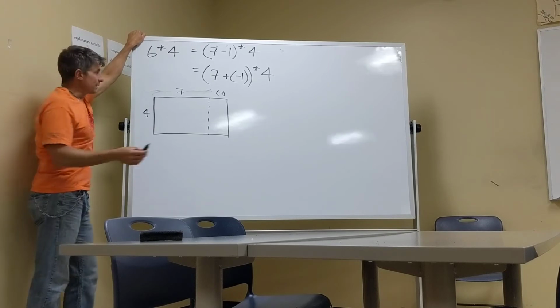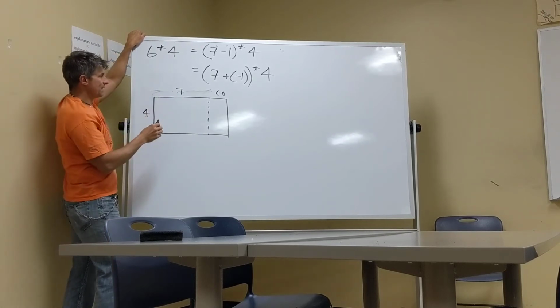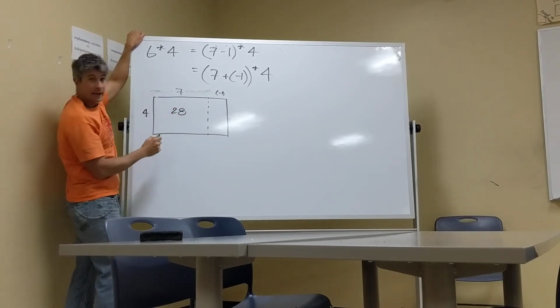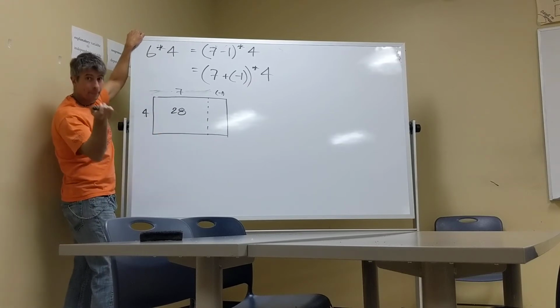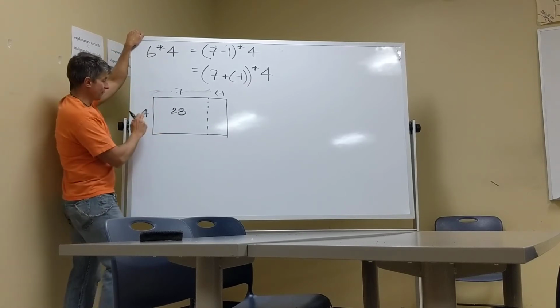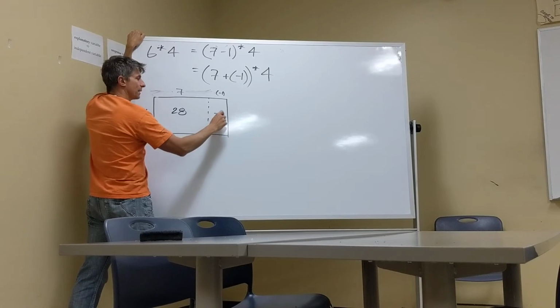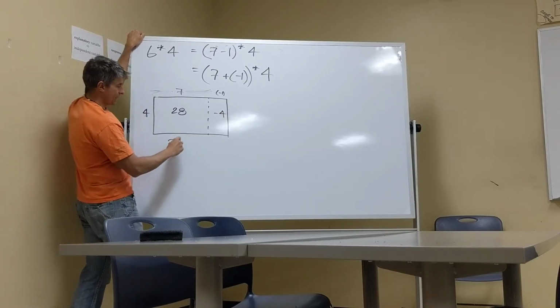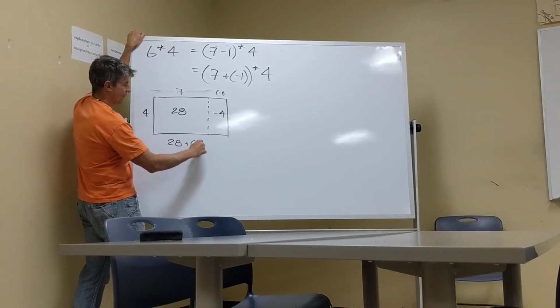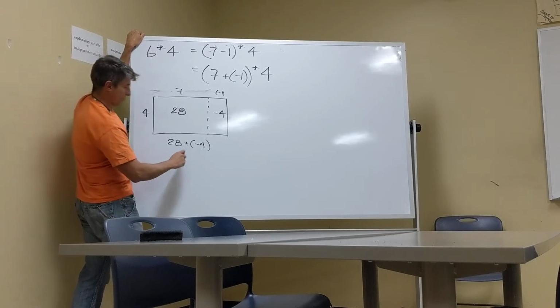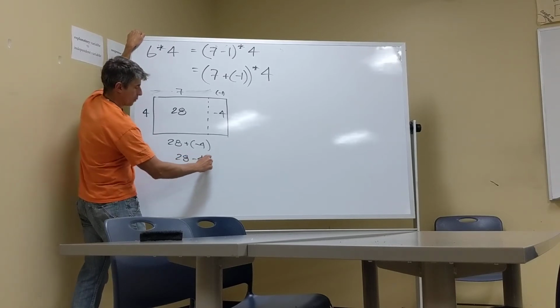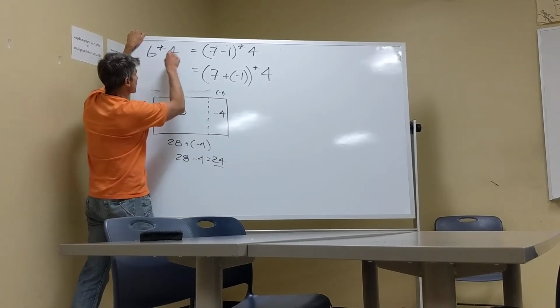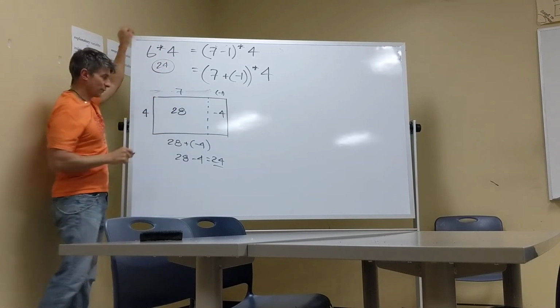Now what you can think of is this 4 times this 7 is 28. And we already agreed in class last time that 4 negative 1s are negative 4. And if you add 28 plus negative 4, you get 28 minus 4, which is 24, which is exactly what we know 6 times 4 is.